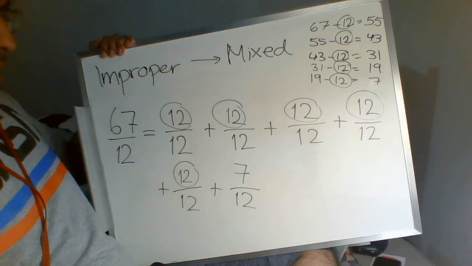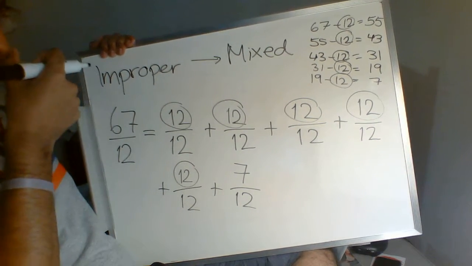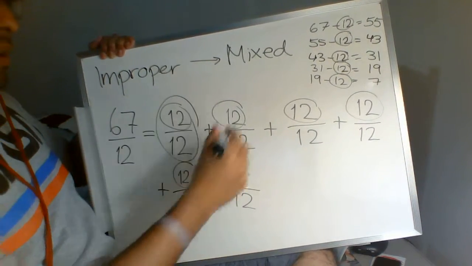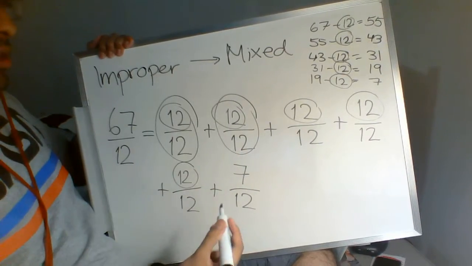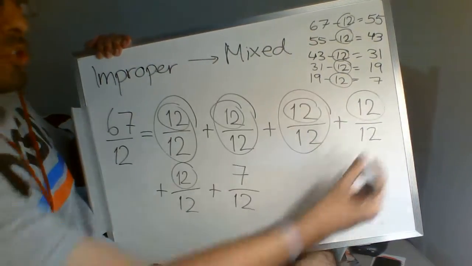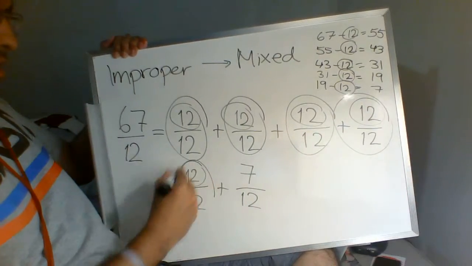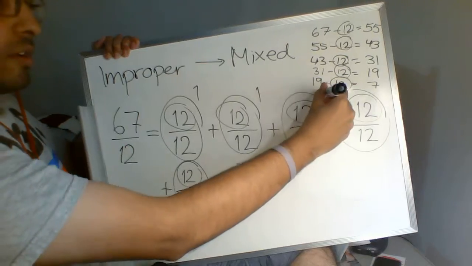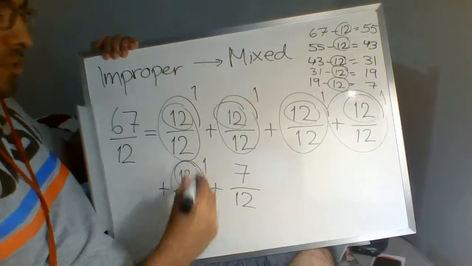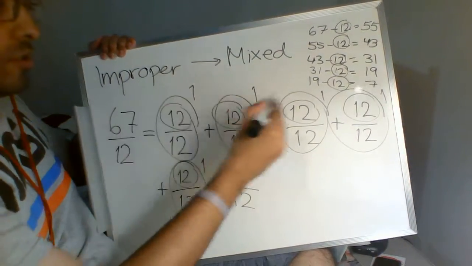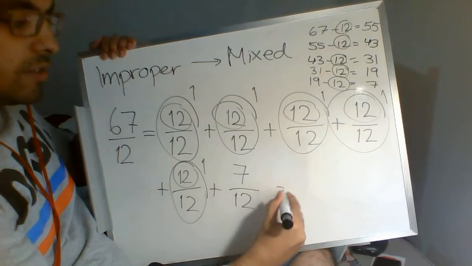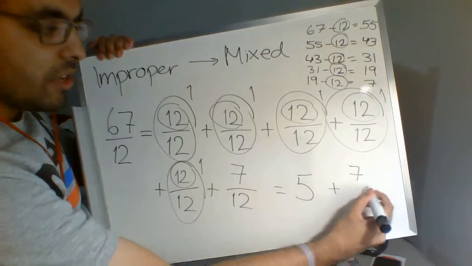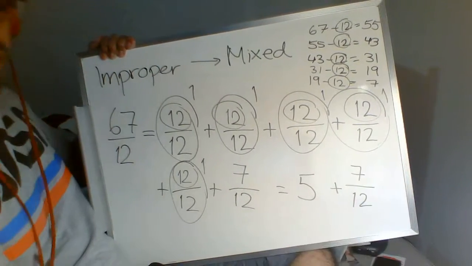But right now we've just got this whole collection of fractions. But if you notice, this 12 over 12 here is just 1. This 12 over 12 here is just 1. This is just 1. This is just 1. And this is just 1. So basically what we have is 1 plus 1 plus 1 plus 1 plus 1, which is 5, right? We've got 1, 2, 3, 4, 5 such fractions. Plus this leftover bit, this 7 over 12.